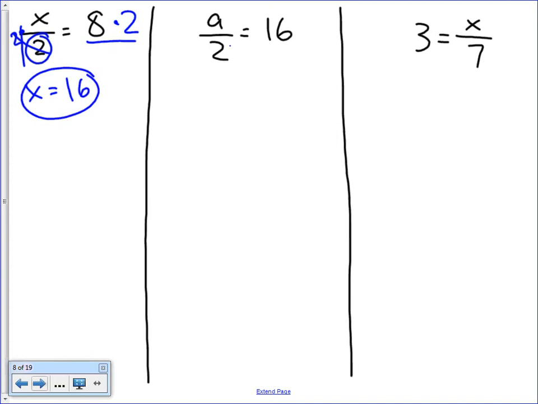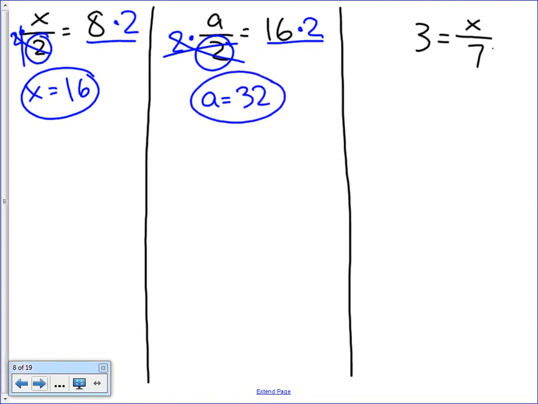The second one here, a divided by 2. I need to get rid of that 2 to get the variable by itself, so let's multiply by 2 on both sides. The 2's will cancel. I have a equals 16 times 2, which gives me 32.